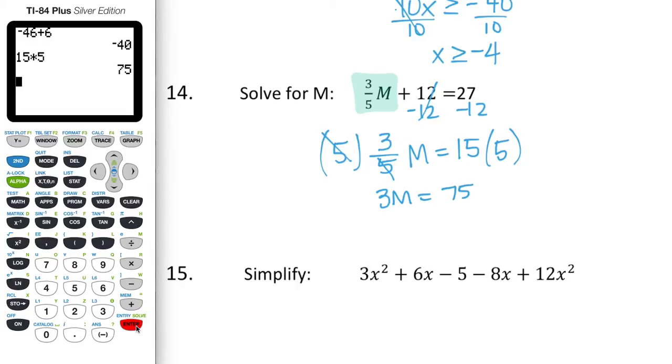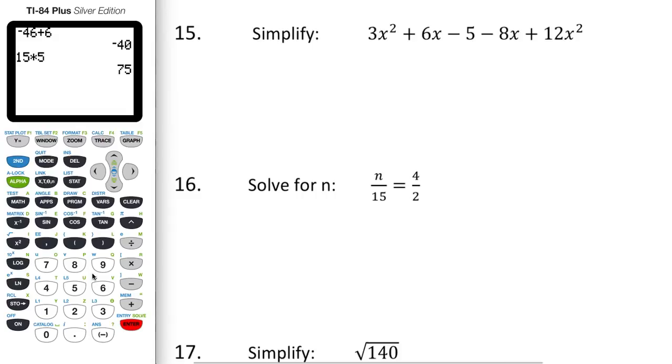Okay, from there we're going to divide by 3 and divide by 3. So m equals 25. All right, on this next one, we're just combining like terms here.